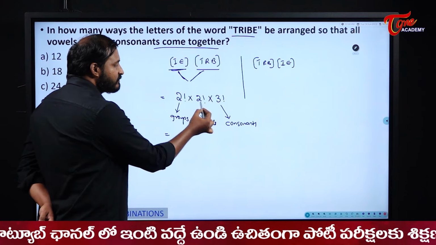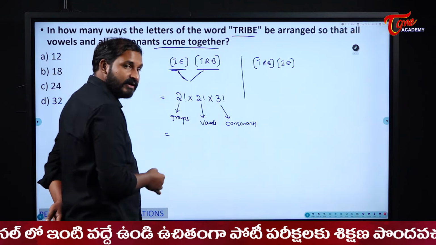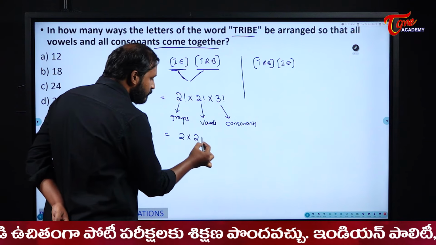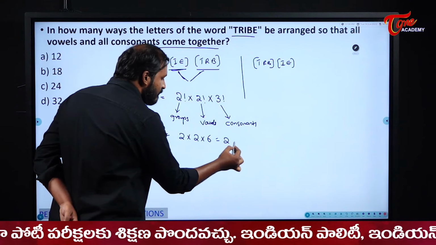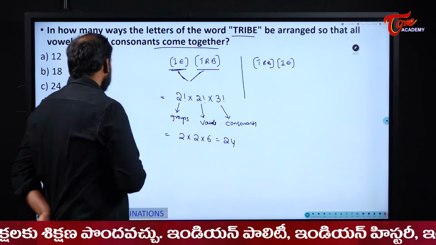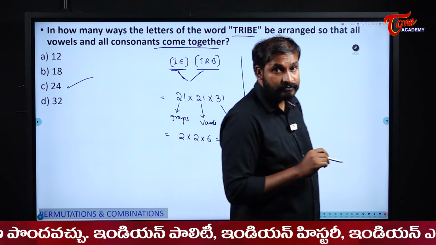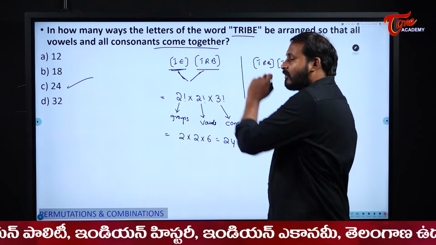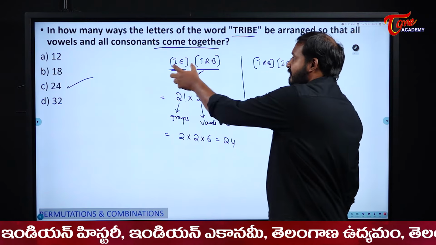So overall this becomes what? 2 twos are 4. 4 and 3 factorial is 6. 4 sixes are 24. So 2 into 2 into 6 becomes 24. So here our answer becomes 24. Understood? As groups, the vowels are I and E, the consonants are TRB, and there are 2 groups.